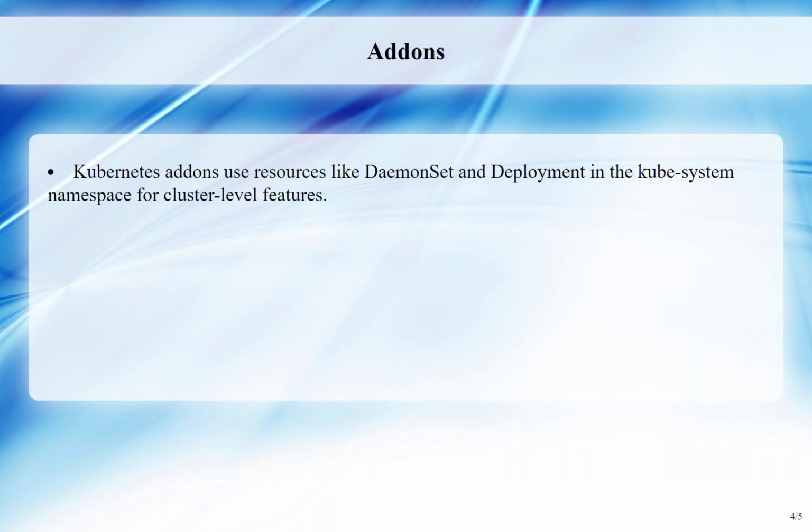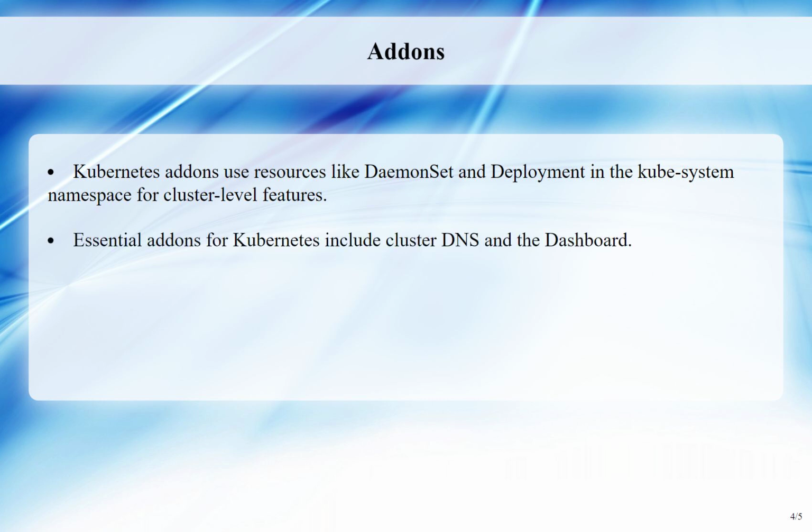Add-ons in Kubernetes use Kubernetes resources such as DaemonSet and Deployment to implement cluster-level features. These add-ons are typically placed within the kube-system namespace. Some essential add-ons include Cluster DNS, which provides DNS records for Kubernetes services and is necessary for many examples. The Dashboard add-on is a web-based UI for managing and troubleshooting applications and the cluster itself.